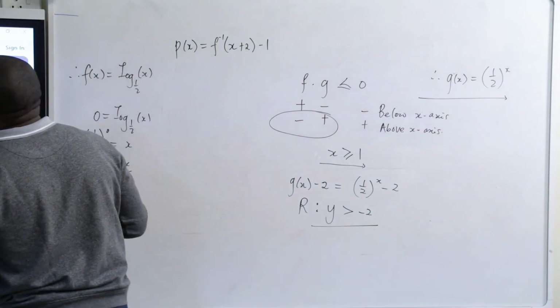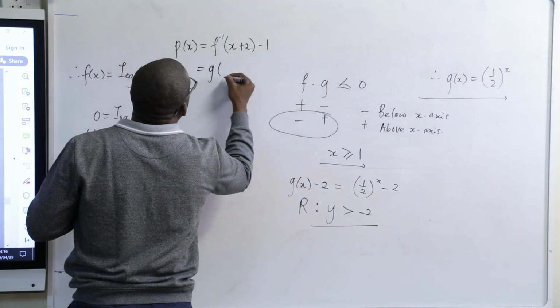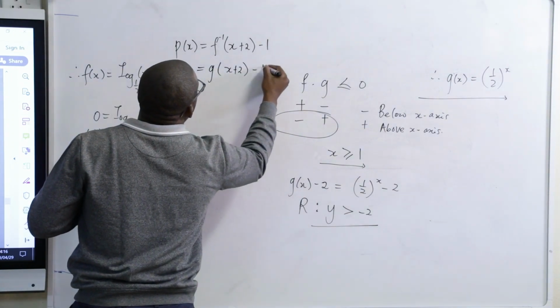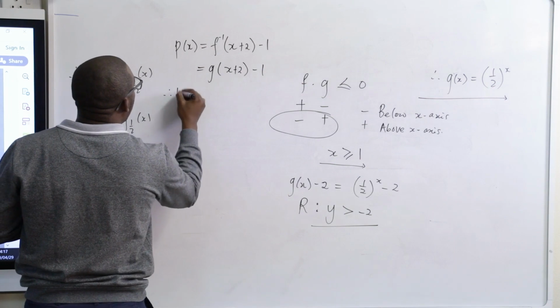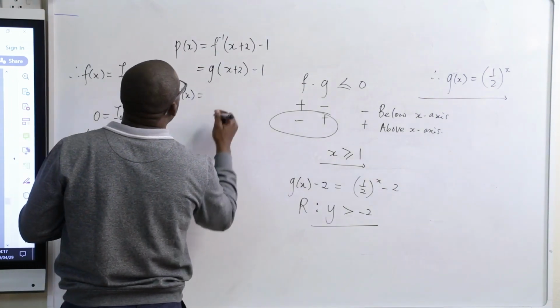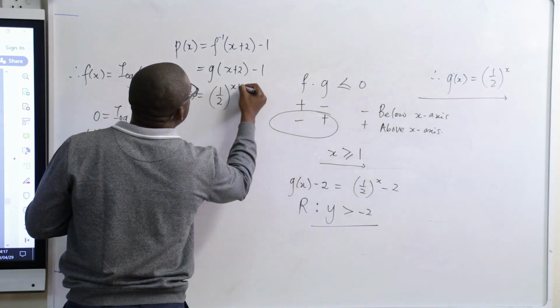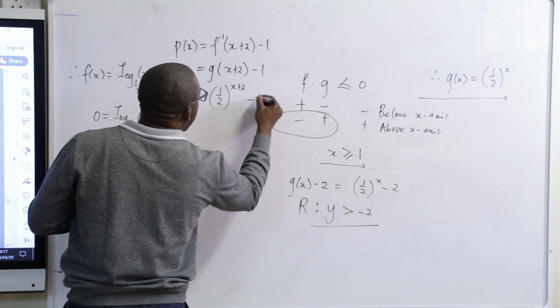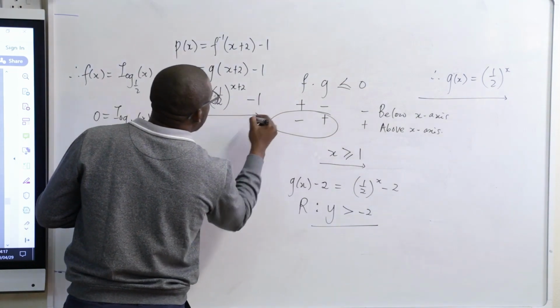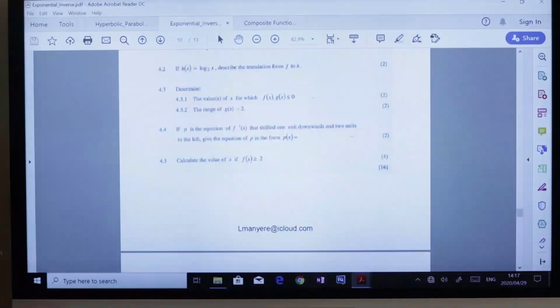But f to the minus 1 was otherwise known as g. So this is the same as g of x plus 2 minus 1. Therefore, P of x is equal to half to the exponent x plus 2 minus 1. This is the equation of P of x.